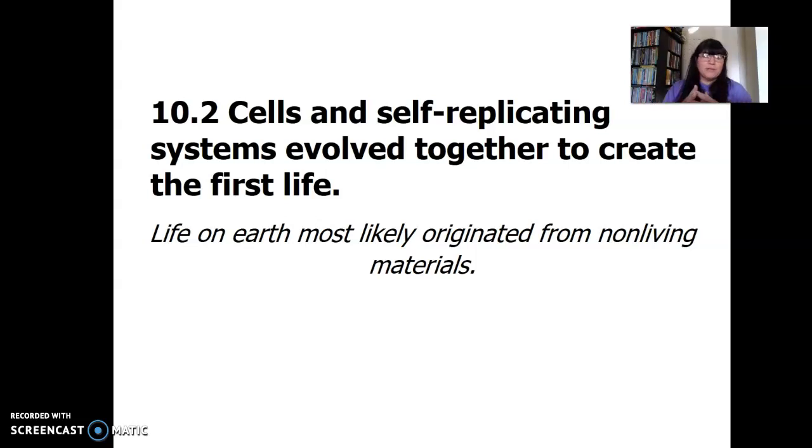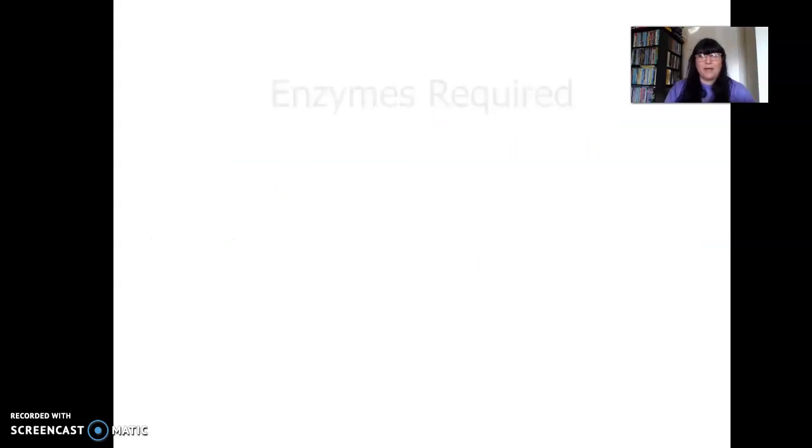So we have to think about what are cells. Remember the phospholipid bilayer. So we have to have that. We have to have a membrane. Remember inside, we have to have some kind of genetic material, have to have DNA or RNA, okay? And the cell has to be able to reproduce. The cell has to be able to undergo metabolism. So we're thinking, okay, how could these things have come about? Cells and self-replicating systems evolved together, okay? We think life on Earth most likely originated from non-living matter. Again, we don't know. And anyone who says they do doesn't, okay?